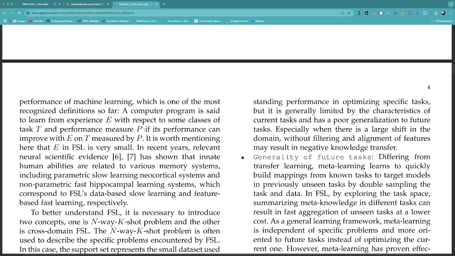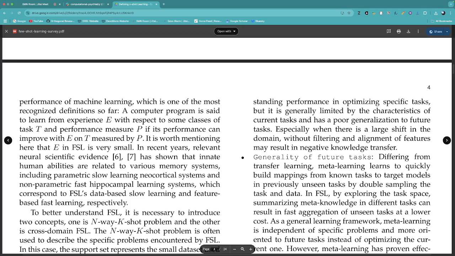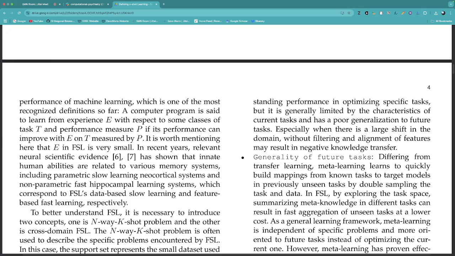In recent years, relevant neuroscientific evidence in citations 6 and 7 has shown that innate human capabilities are related to various memory systems, including parametric slow learning neocortical systems and non-parametric fast hippocampal learning systems. So they're talking about slow learning in neocortex and fast hippocampal learning, which correspond to FSL's database slow learning and feature-based fast learning. So this is where you have this database learning versus this feature-based learning in few-shot learning, and then that corresponds with different parts of, I guess, the human brain.